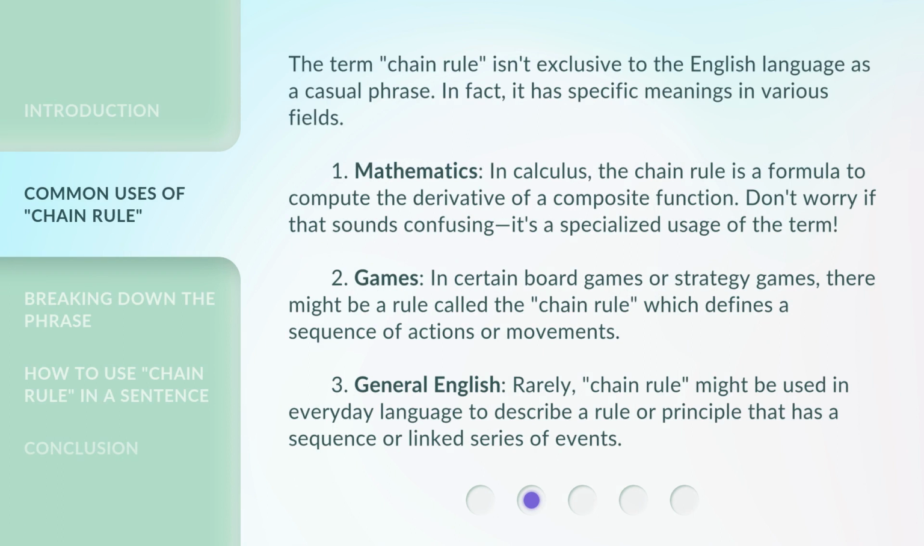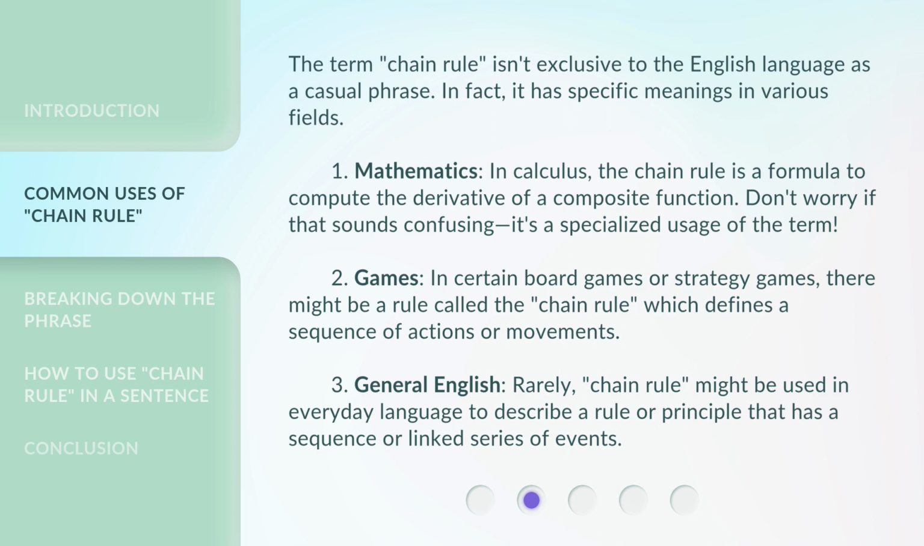The term, chain rule, isn't exclusive to the English language as a casual phrase. In fact, it has specific meanings in various fields. 1. Mathematics. In calculus, the chain rule is a formula to compute the derivative of a composite function. Don't worry if that sounds confusing, it's a specialized usage of the term.